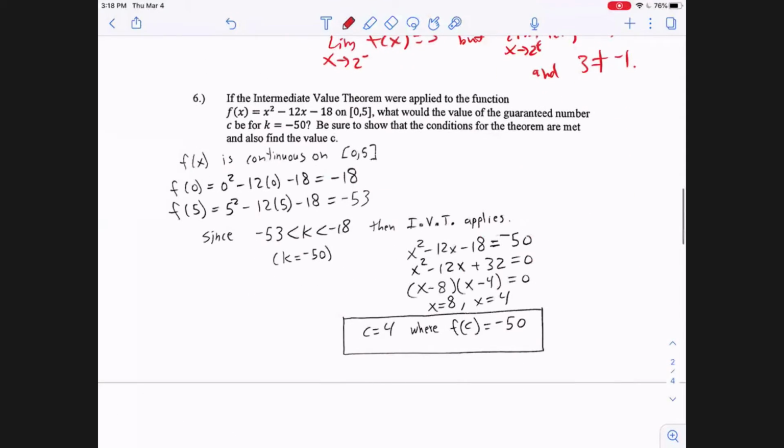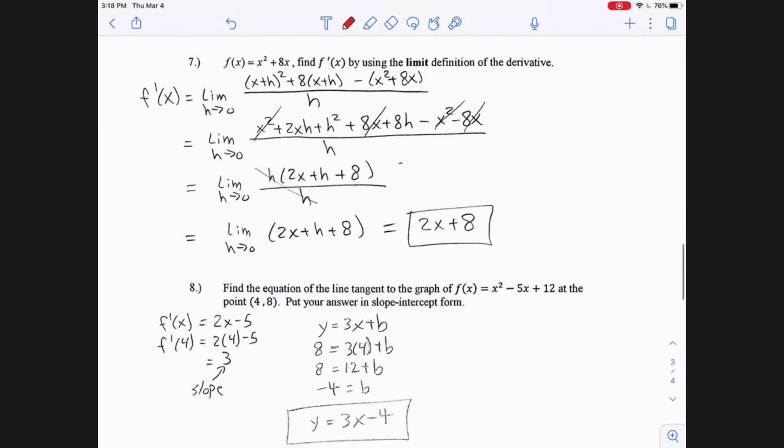The intermediate value theorem problem, be sure the conditions are met for the theorem and also find the value of c. A lot of you did not find the value of c. You just stopped after saying, all right, IVT applies, and then you stopped. So you're supposed to find it. You set it equal to -50, and then you solve, and then c equals 4 because it has to be between 0 and 5. Let me see what else. So anyway, take a look at the answer key.